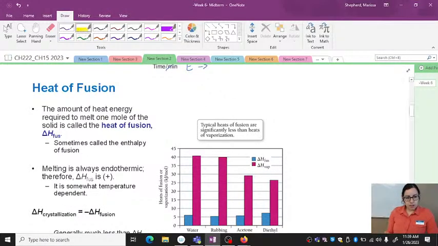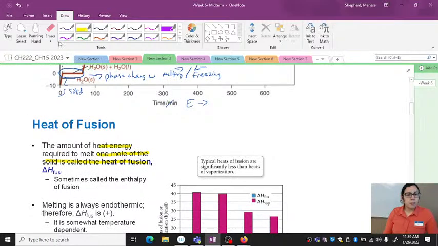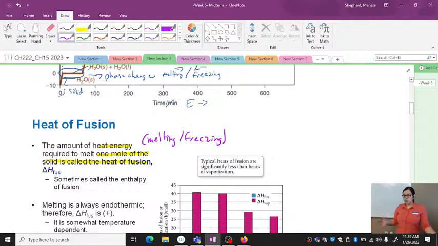And so our first term is our heat of fusion. And so this is the amount of heat energy required to melt 1 mole of solid. And so right here, this would be your heat of fusion. And so you can put in parentheses, melting, freezing. So anytime you're looking at that, you're going to be interested in the heat of fusion. So either melting, how much energy you need to put in, or if it's freezing, how much energy is it going to need to lose.